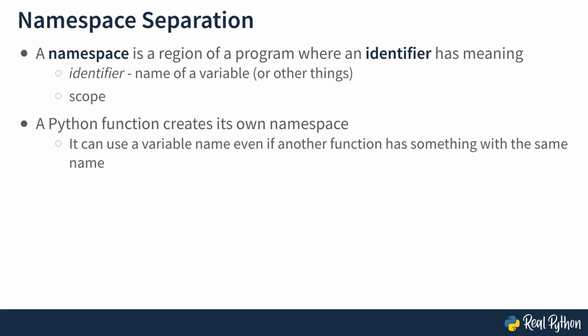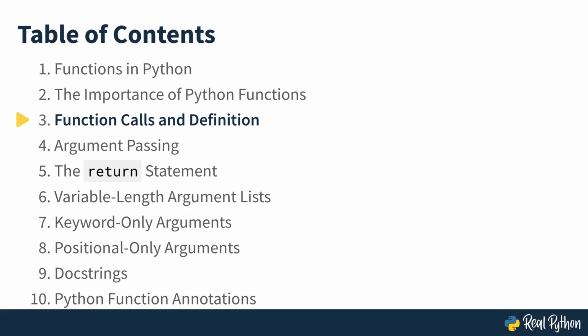So you can always use the best variable name or the best identifier name for an object and don't have to worry about some other function somewhere else in the program also trying to use that same name. You'll learn more about namespaces further along in this particular series. Next, we will take a closer look at function calls and definitions.